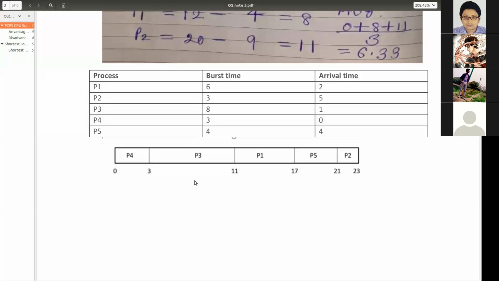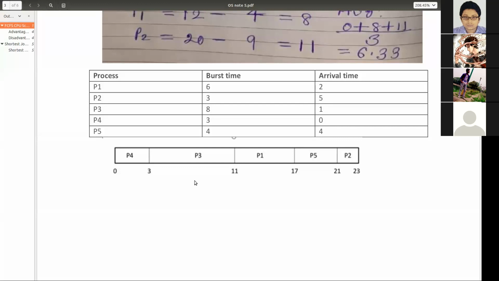Either the burst time is wrong or the nature is wrong, one of them is wrong, whatever may be the thing. We just follow the procedure, you just calculate it your own way, you just calculate it yourself. Okay, so you just give me the turnaround time and the waiting time for each and every process.